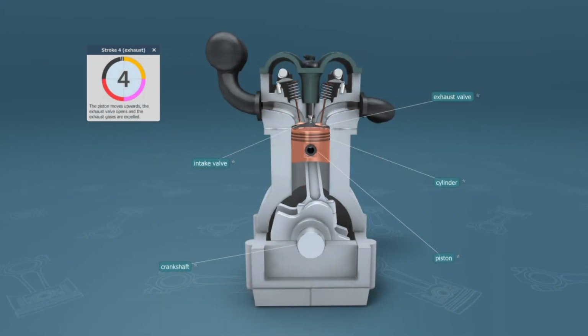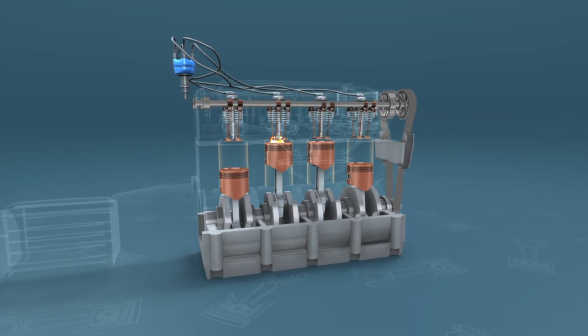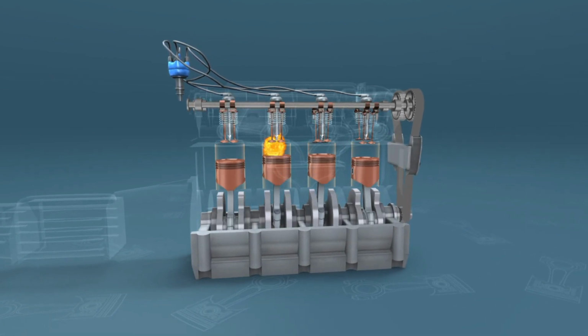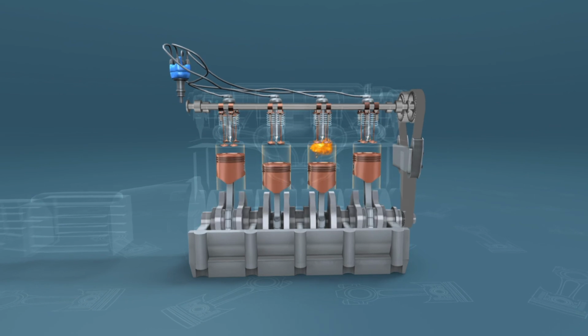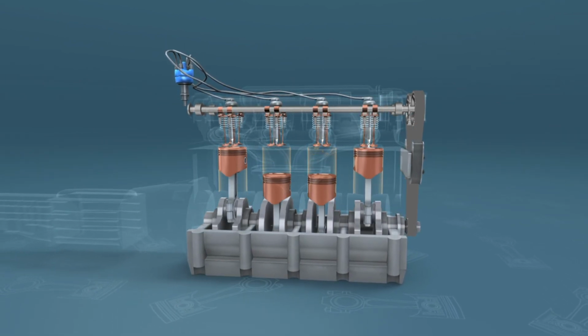The fourth stroke is the exhaust stroke. The piston moves upwards, the exhaust valve opens, and the exhaust gases are expelled. As you can see, the linear motion of the piston is converted into the rotating motion of the crankshaft in the engine. The energy necessary to move the piston is provided by the combustion of fuel.